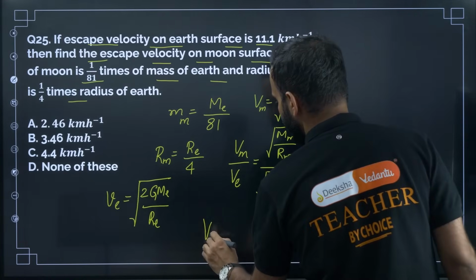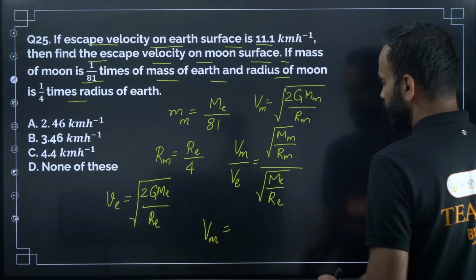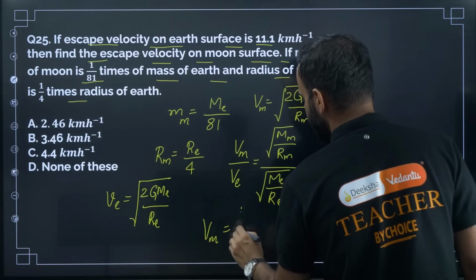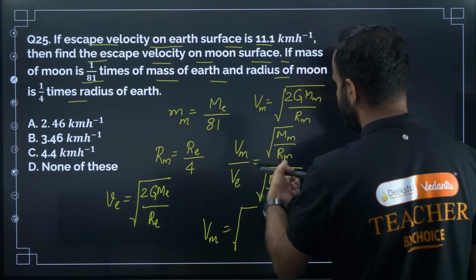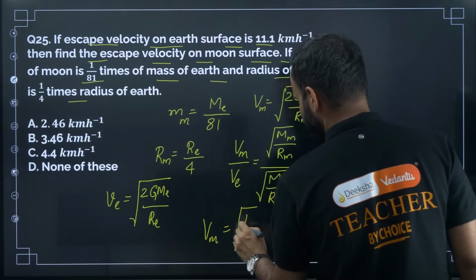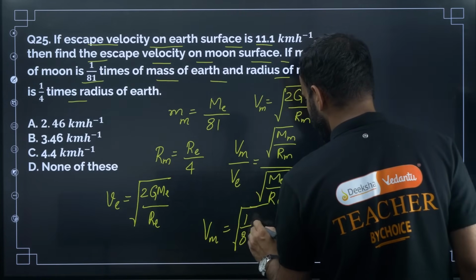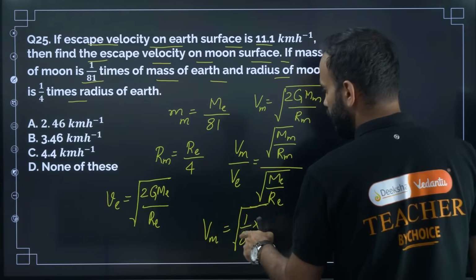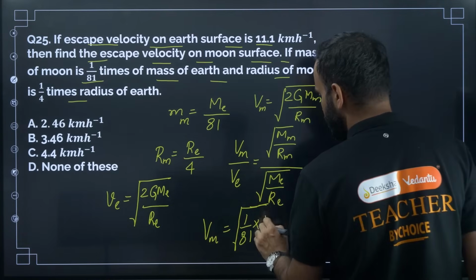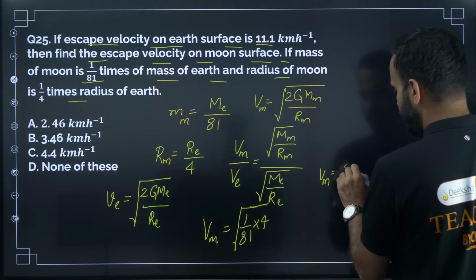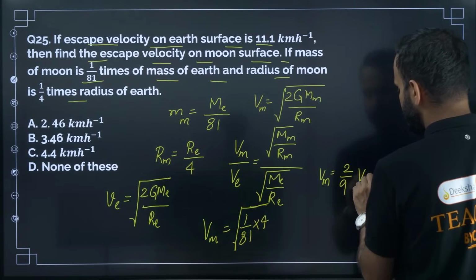Now the mass of the Moon is 1 by 81 times the mass of the Earth, so the mass of the Earth and the radius of the Earth will both get cancelled. So 1 by 81 into, Rm is Re by 4, Re will get cancelled, so this will be 4. So Vm is equal to 2 divided by 9 times Ve.